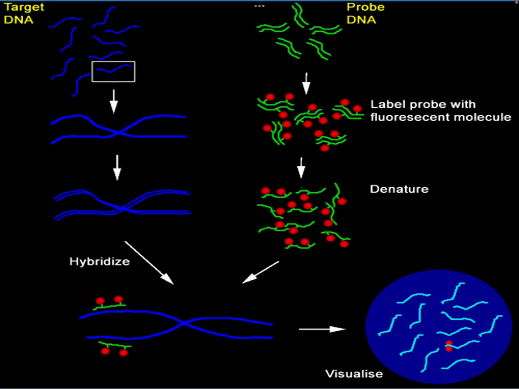So this one is the target DNA, and then this one is the probe DNA. Both of these will have to be denatured. So the DNA probe is denatured also. The probe DNA is labeled with fluorescent molecules so that it will color, or we can visualize it. After that, after denaturation, it will hybridize. Hybridize, it will attach so that we can visualize that.